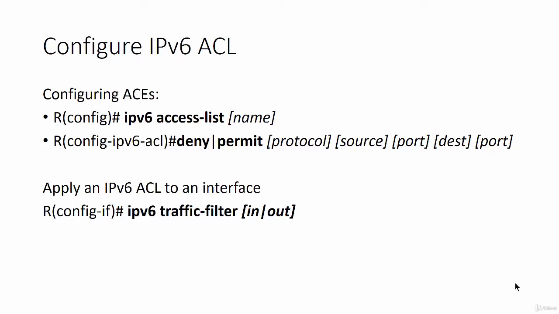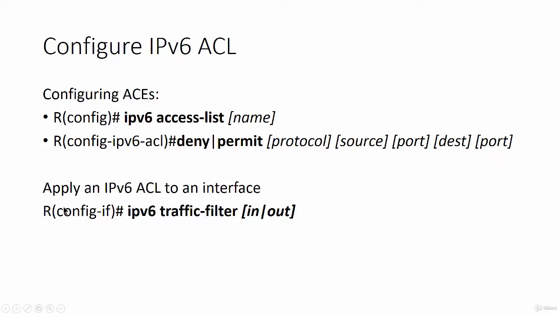To configure an IPv6 ACL, firstly, we configure ACEs with two commands. The first command is ipv6 access-list and the name of the access list. And then we enter the command deny or permit, protocol, source address, port, destination address, and then the destination port.